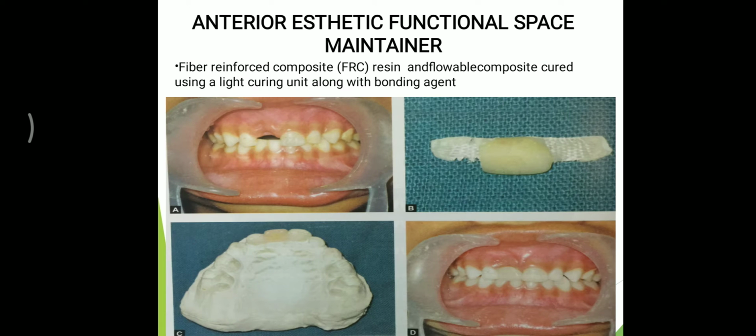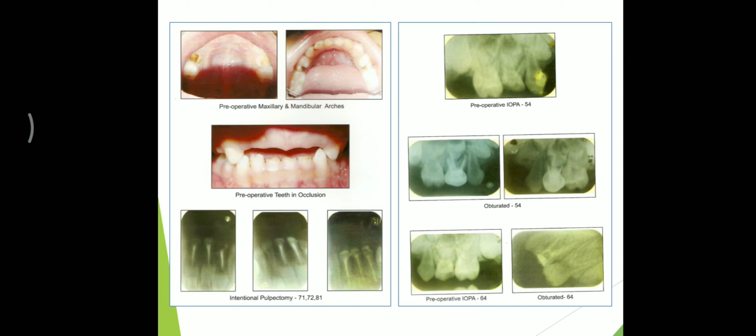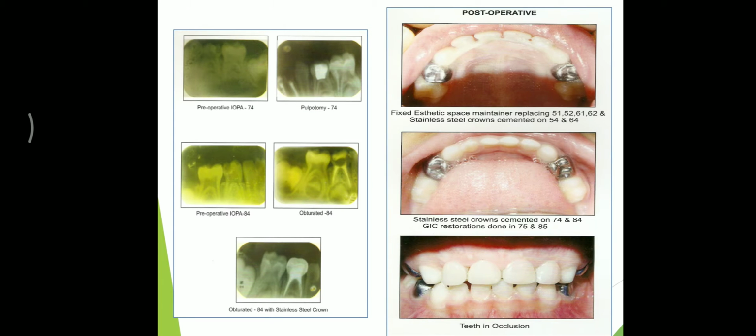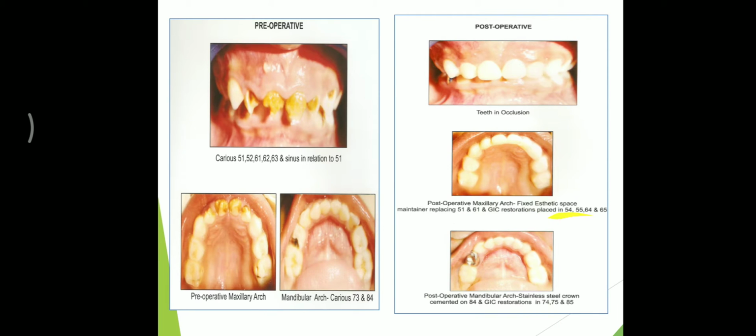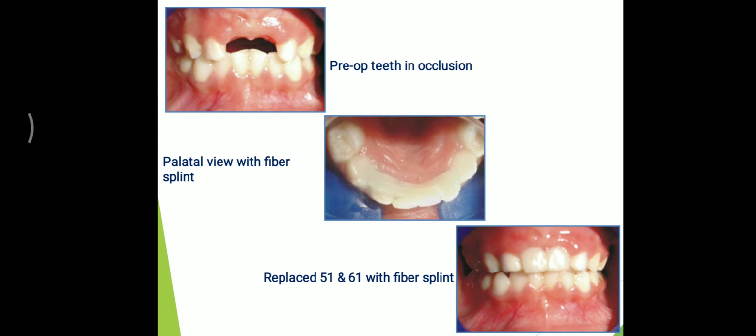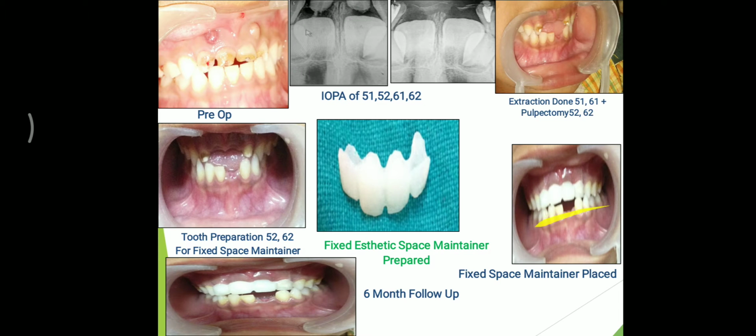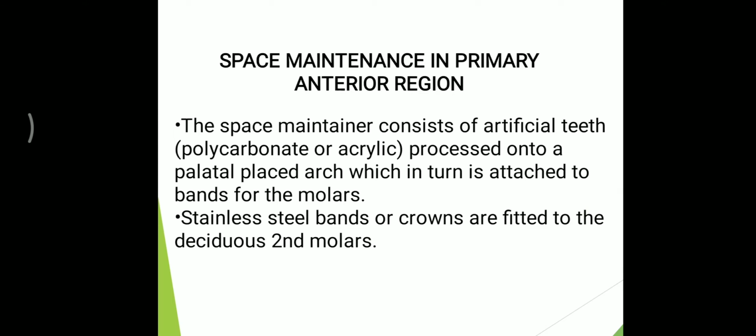Now let's see about the anterior aesthetic function of space maintainers. Fiber reinforced composites, FRC resins, and flowable composite cured using a light curing unit along with bonding agents. This is a pre-operative tooth in occlusion, palatal view with fiber splint. Replace 5-1 and 6-1 with fiber splint. Space maintenance in the primary anterior region.